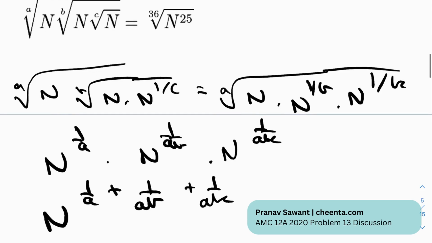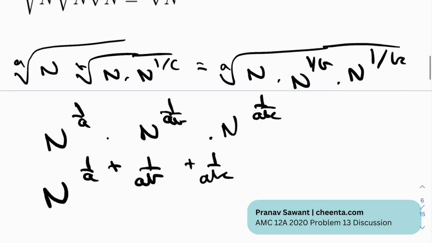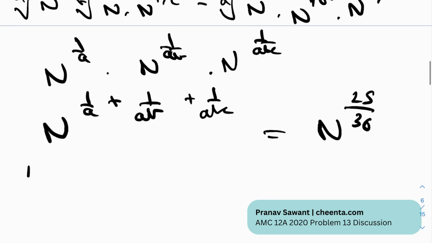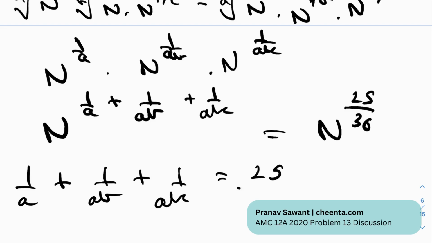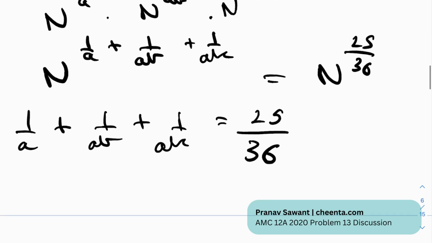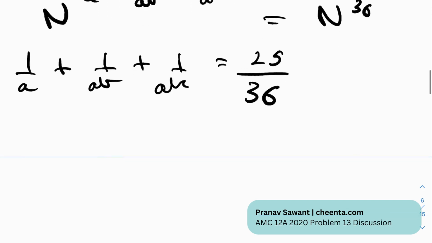This is just the standard rule of indices that you must have studied. And on the right-hand side, we have n raised to the power 25 by 36. So the bases are the same. We can equate the powers, which basically means 1 by a plus 1 by ab plus 1 by abc is equal to 25 by 36. Now, believe it or not, this is an equation that we can work with, right? This is not a bad result.